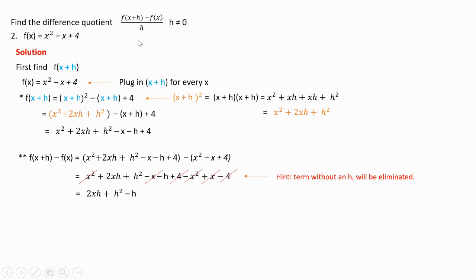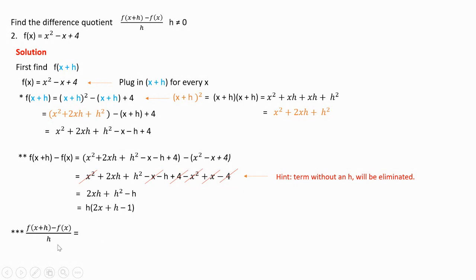Now I'm going to factor out an h because I want to cancel the h on the bottom. So if I factor out an h, I'm left with 2x plus h minus 1. And you can always check your work by using the distributive property, right? So h times 2x will give us 2xh. h times h will give us h squared. And finally, h times -1 will give us negative h. So I know I can proceed.